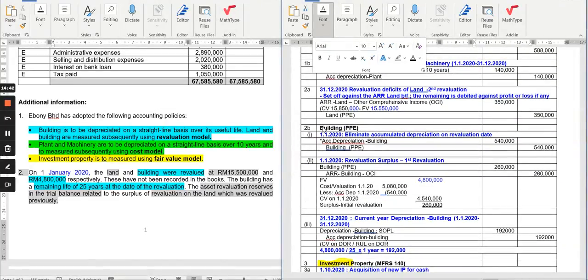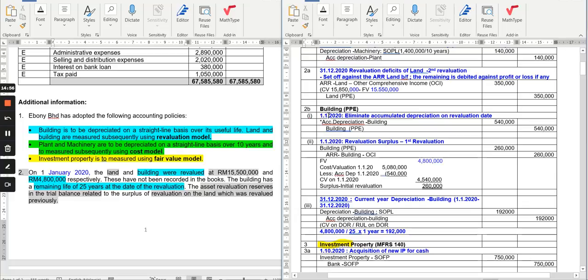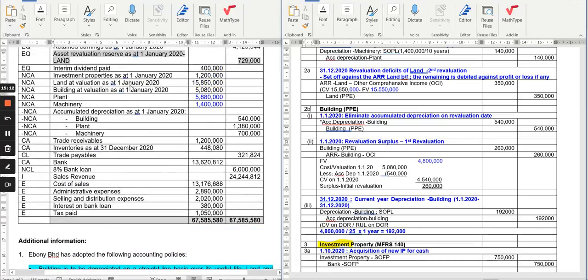Okay, for the revaluation of building, I put it as 2B because 2A I have already included as my land revaluation. Now this is the building revaluation. Remember, building is a PPE here. So on 1st of January 2020, which is the date of revaluation, you need to go and eliminate the accumulated depreciation on the revaluation date of the building. Here the whole building has been revalued. So if you look at the building here, this 15850, the whole building is being revalued. So the whole accumulated depreciation of the building must be eliminated.